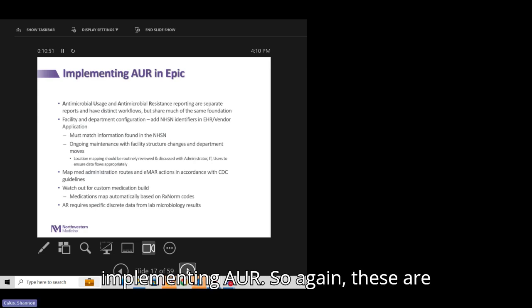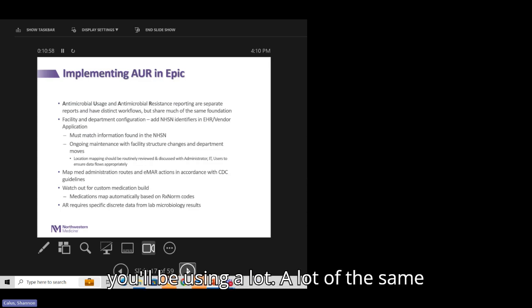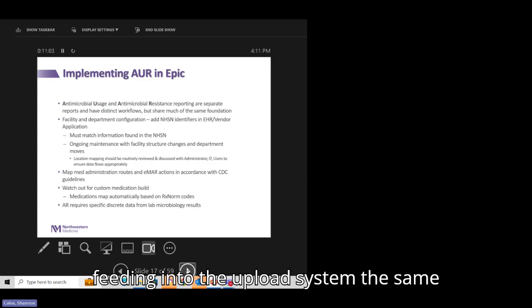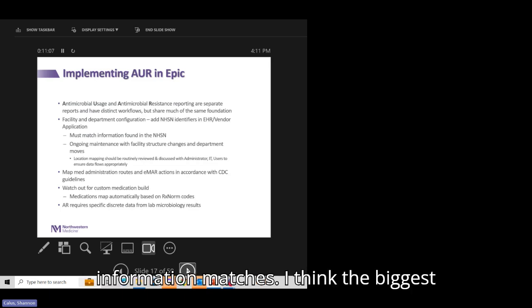So implementing AUR, again, these are going to be separate reports, but a lot of the information is very similar. So you'll be using a lot of the same sources and making sure that it's feeding into the upload system the same way. And so we want to make sure that that information matches.